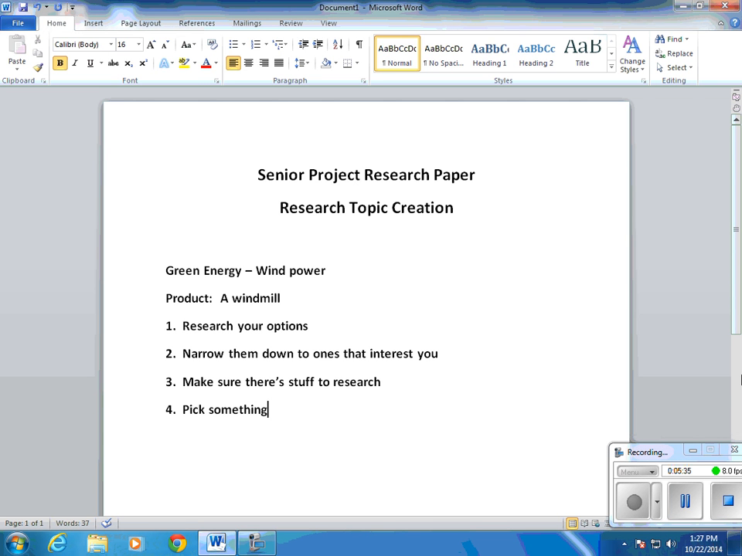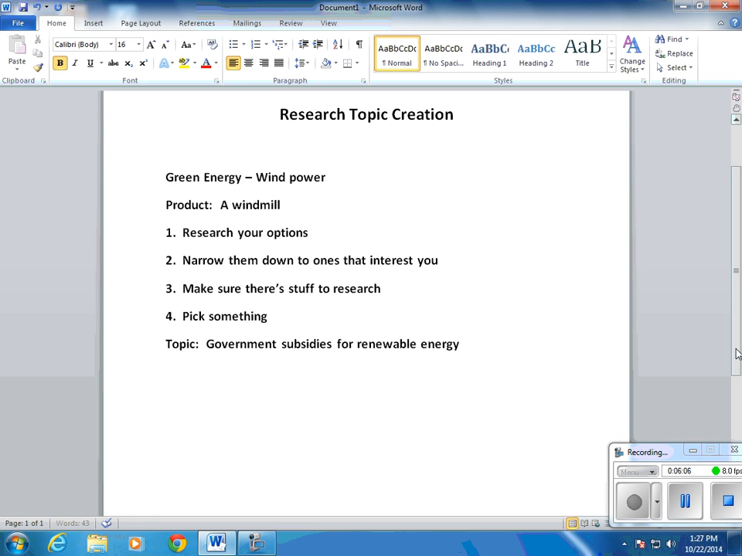So, for example, if I'm looking at wind power, if I'm looking at green energy, I might not find a lot of empirical stuff on the wind power itself, but I might find a lot of information on the government subsidizing people's homes or businesses or whatnot that switch to green energy. So suddenly I have a pretty good topic, and the topic is government subsidies for renewable energy. So that's a pretty nice topic. I think that's something I can find a lot of information on.